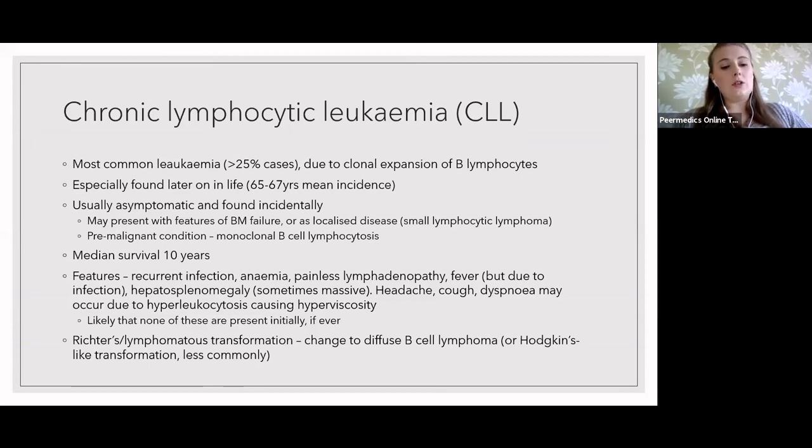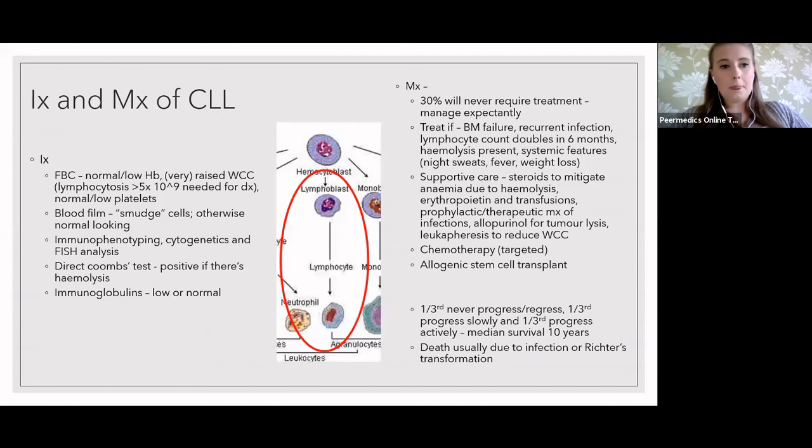Something that's unique to this is it can undergo something called Richter's transformation, which is where it becomes a diffuse B-cell lymphoma most of the time. It can also undergo Hodgkin's-like transformation, but you don't tend to see this as much.